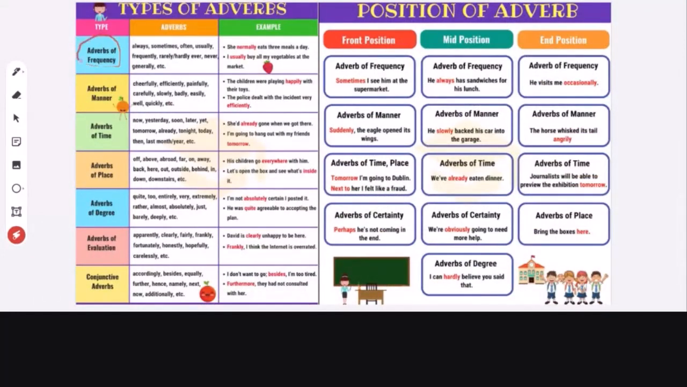Now, but we have the types of adverbs here, you can see, right? The frequency adverbs, as we've already learned, and the examples, the adverbs of manner. How did it do it? How? Cheerfully, efficiently, painfully, carefully, slowly, badly, easily, well, not good. That's an adjective. Quickly, etc. Adverbs of time, now, yesterday. Adverbs of place, above, abroad, far, away, out, outside, behind, etc.